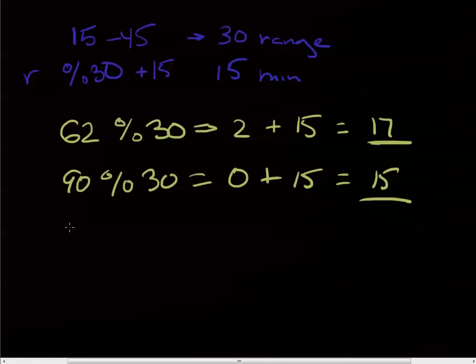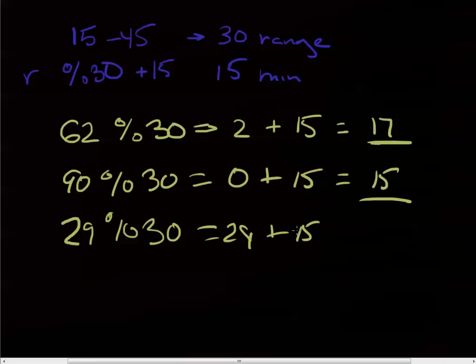Okay, so if we look at the maximum, let's say we take something like 29 mod 30. That's obviously going to be 29. Now, I'm catching myself in a little bit of an error here. We got the 29 plus 15. That's actually going to be 44. So why aren't we hitting that 45?